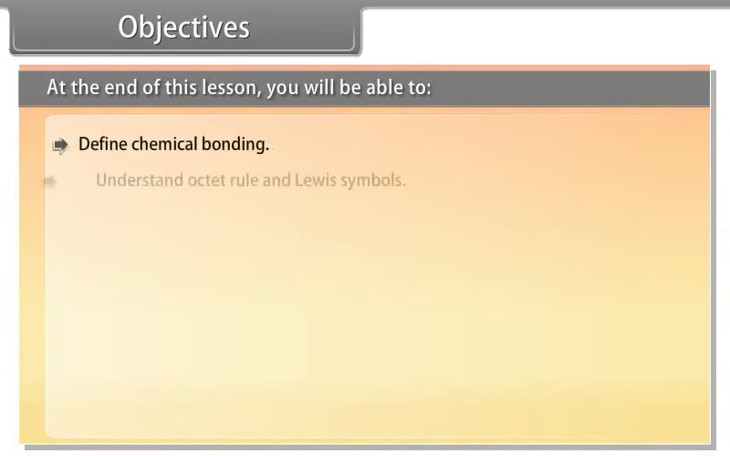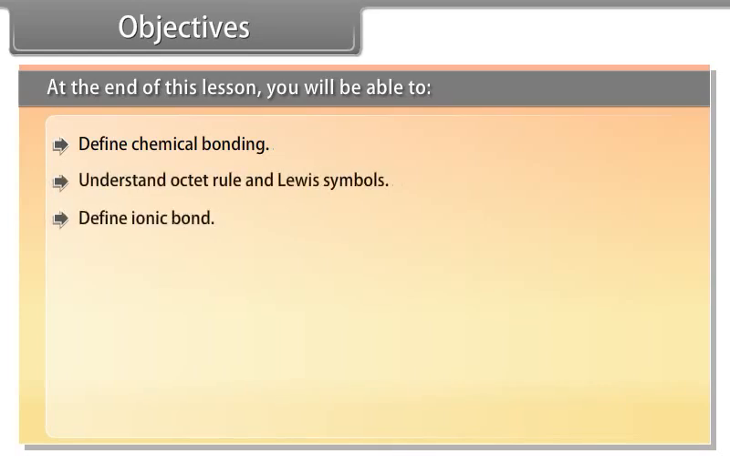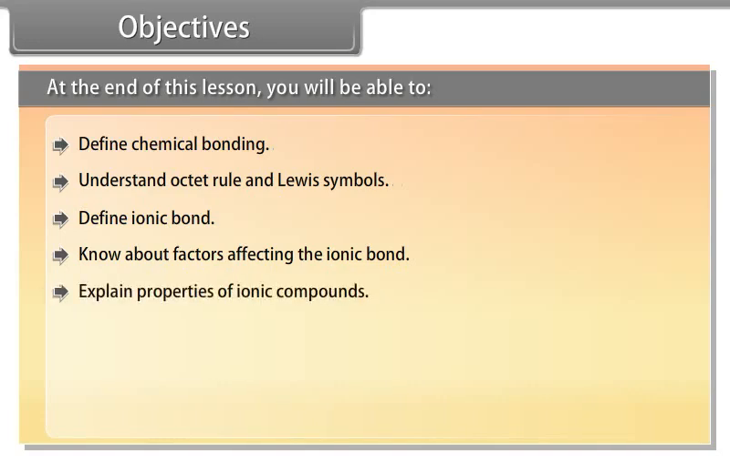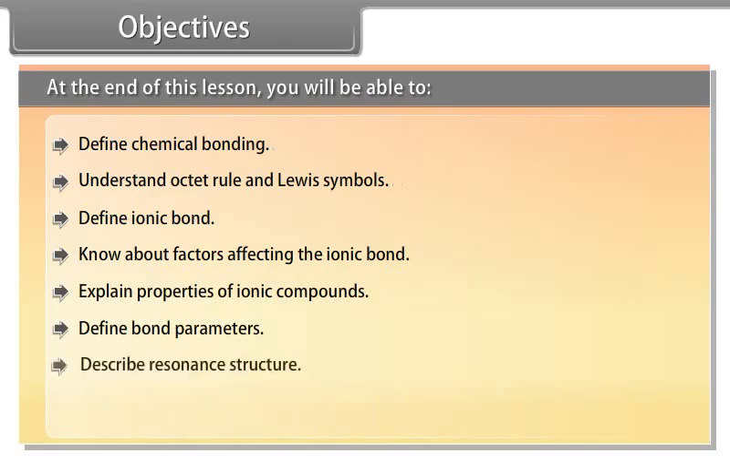Objectives. At the end of this lesson, you will be able to define chemical bonding, understand octet rule and Lewis symbols, define ionic bond, know about the factors affecting the ionic bond, explain properties of ionic compounds, define bond parameters, describe resonance structure, know about polarity of bonds.